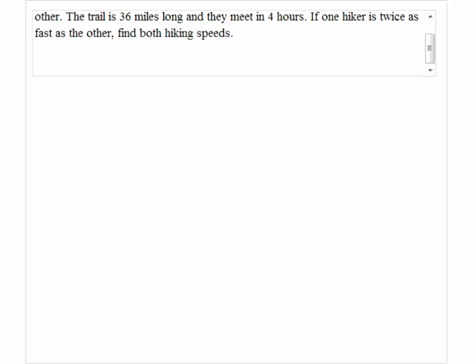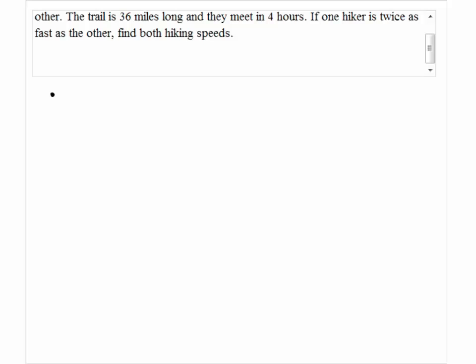Two hikers start at opposite ends of the same trail and walk towards each other. The trail is 36 miles long and they meet in 4 hours. If one hiker is twice as fast as the other, find both hiking speeds.